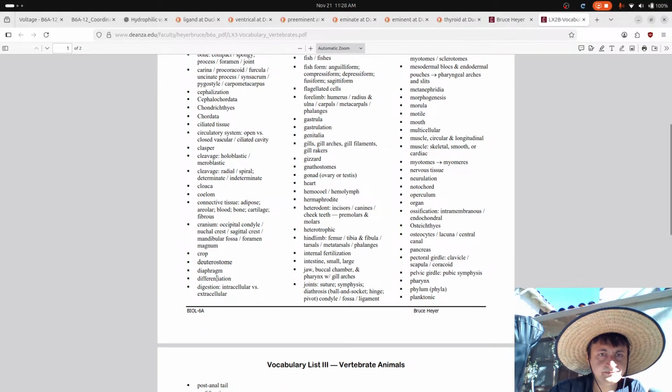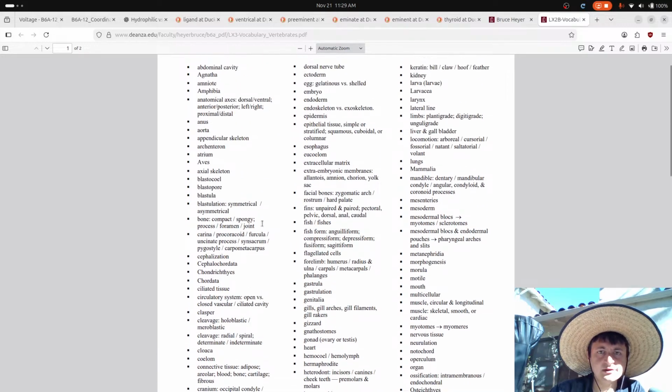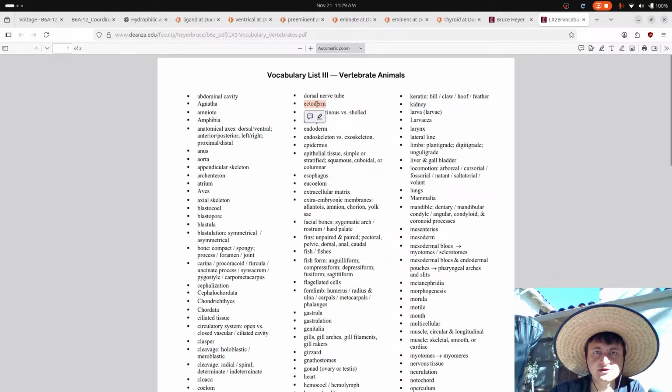Crop, deuterostome, diaphragm, differentiation, digestion, dorsal nerve tube, ectoderm, gelatinous shelled egg, embryo, endoderm, endoskeleton, exoskeleton, epidermis, epithelial tissue, esophagus, eucoelom, extracellular matrix, extraembryonic membranes. Oh, yeah, we're going to need to know this. Allantois, amnion, chorion, yolk sac. Yeah, yeah, okay. I need to study that.